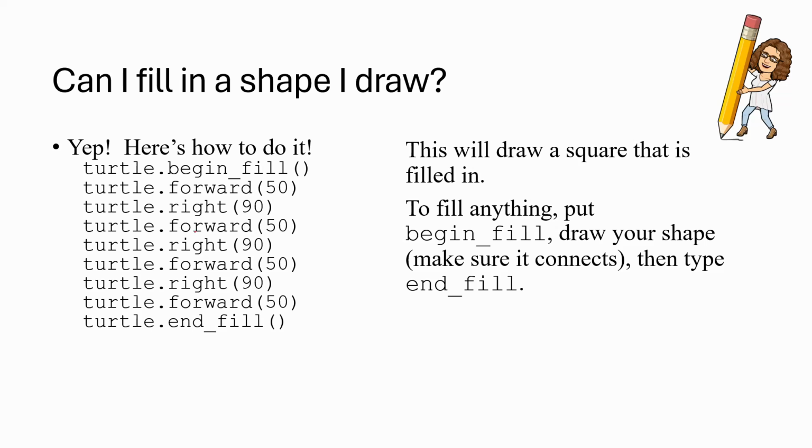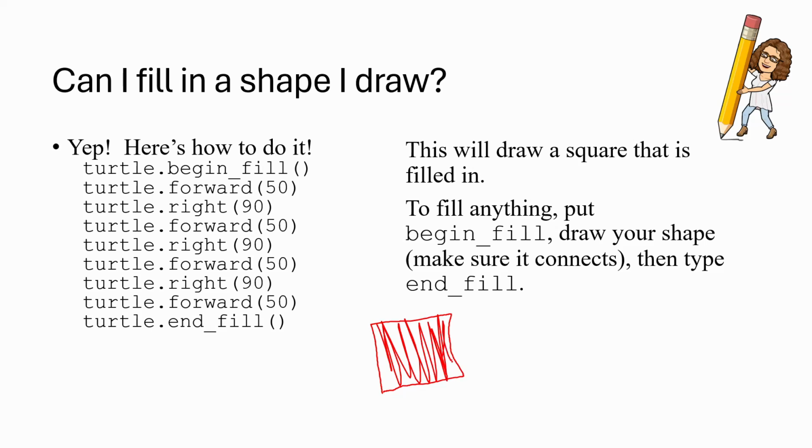So right here I have turtle dot begin fill. I drew myself a square and then I said turtle dot end fill. So what that will do is he will literally go, okay, I'm going to draw a square. And then when it connects and I say end fill, then it will fill in all of it.